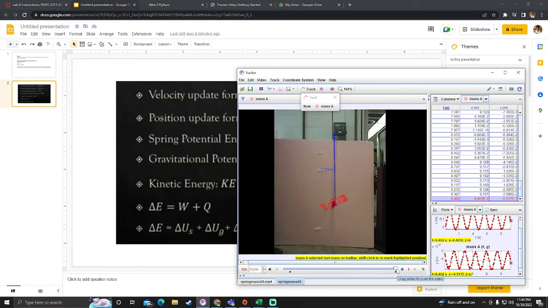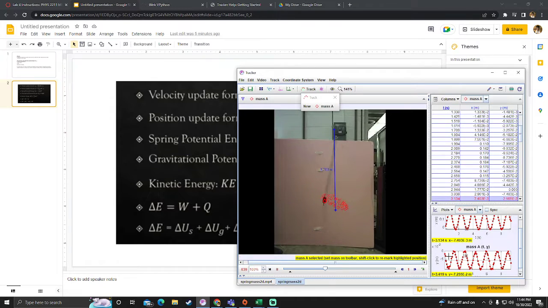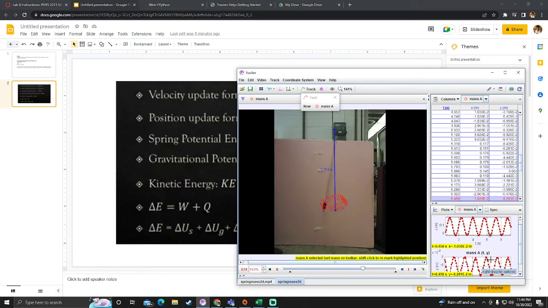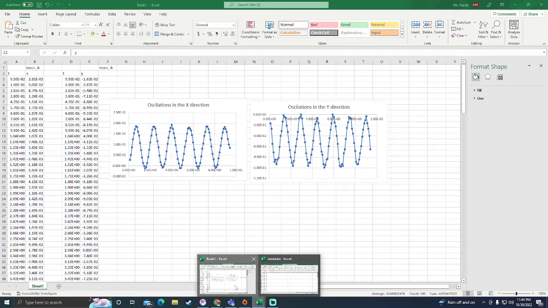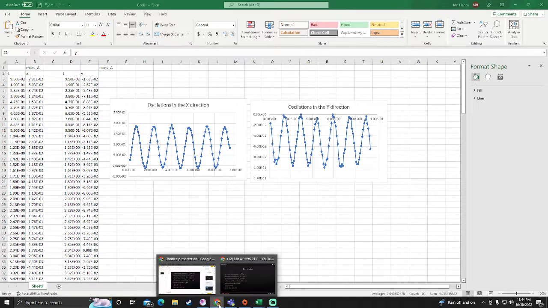As far as the tracker data, I set the initial condition to 0.7 meters, and as you can see, we get this oscillating effect for both the x and the y direction, as the mass kind of goes around in a circle here. And so when you put it into the Excel graph, these were my two graphs for both the x and the y direction.